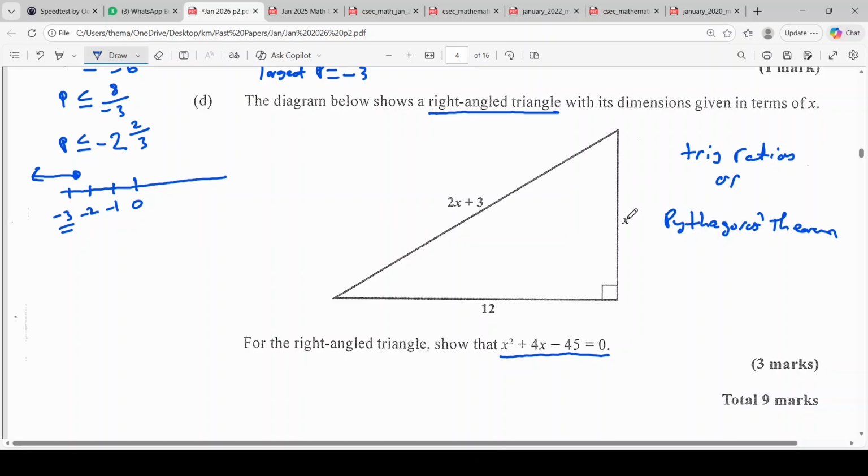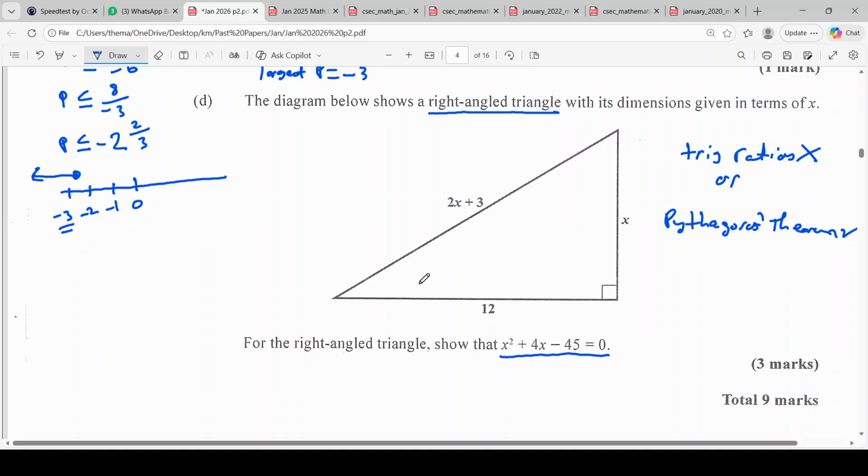How could I implement using trig ratios or Pythagoras' theorem? So in this question, they didn't give us anything with angles. It is a 90-degree triangle, so that means we could either use trig ratios or Pythagoras' theorem. But they don't have any angles in here, so therefore we eliminate trig ratios. They have the three sides. Once you have three sides, it has to do with Pythagoras' theorem.